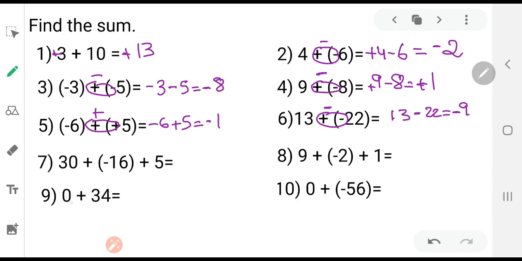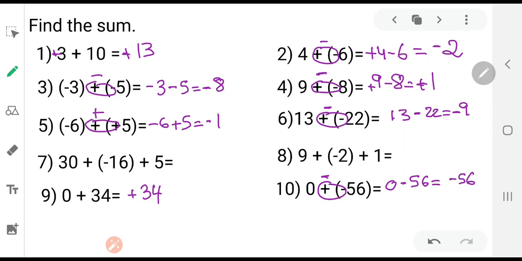Now, let's move on to 9 and 10, then we'll do 7 and 8. 0 plus 34. We already said that 0 can never be positive or negative. And adding 34 to a 0 means it's a positive 34. Now, 0 plus minus 56. Plus and minus will be changed into minus. Now, 0 minus 56 is what? It's going to be a minus 56.